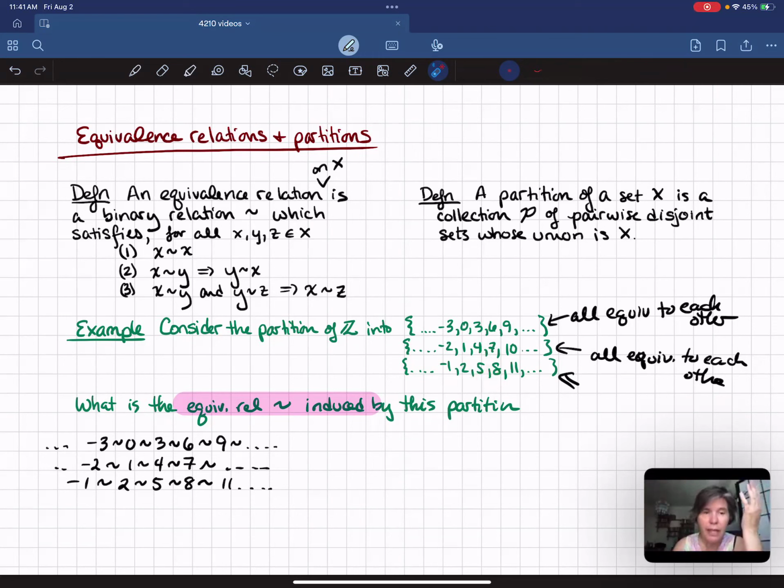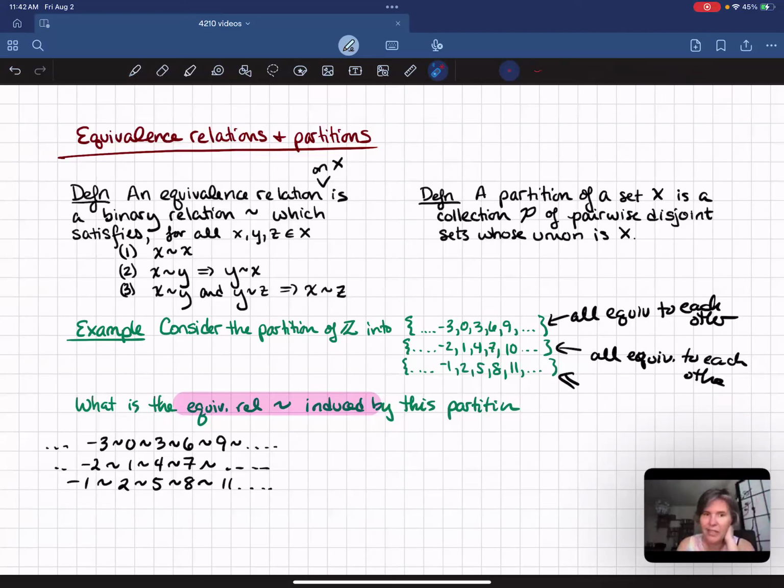And then would it satisfy the transitive property? If 0 is equivalent to 3 and 3 is equivalent to 6, does that mean 0 is equivalent to 6? Yeah, if you take one element from a set and it's equivalent to another element from the set, and then that other element from the set is equivalent to a third element from the set, all three elements are in the same set, so all three of them are equivalent to each other.